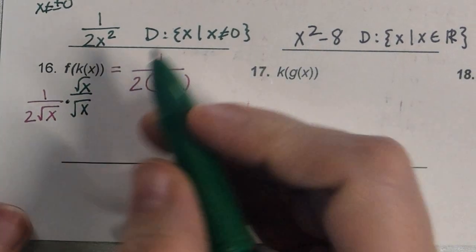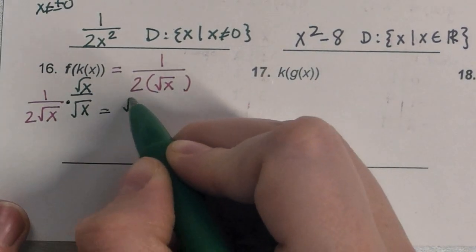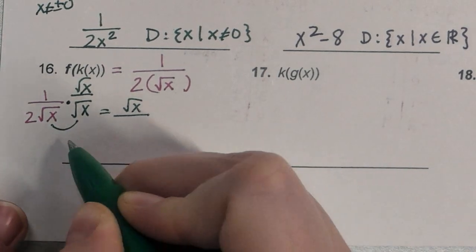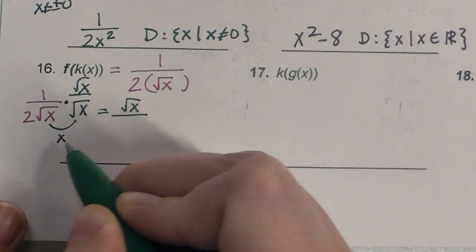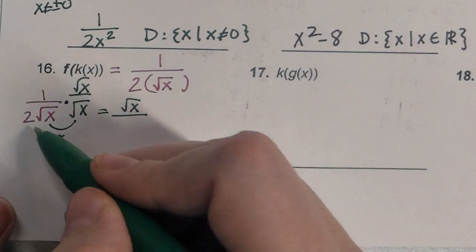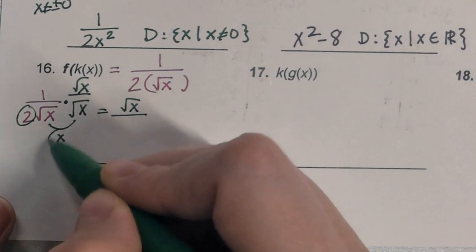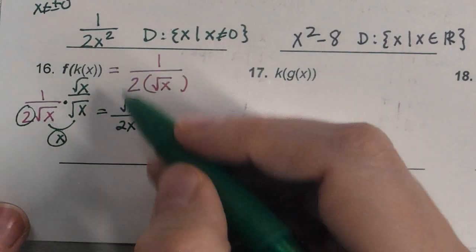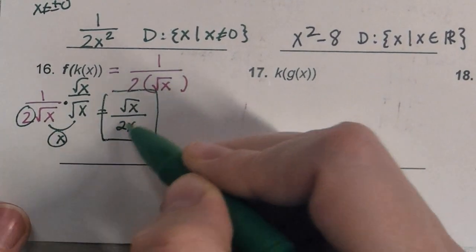So now on the top, 1 times root x is root x. On the bottom, what happens when you do root x times root x? So this will just be the square root of x squared, which is x. And then so you still have this 2. So 2 times x is 2x. So your final answer for this should be root x over 2x.